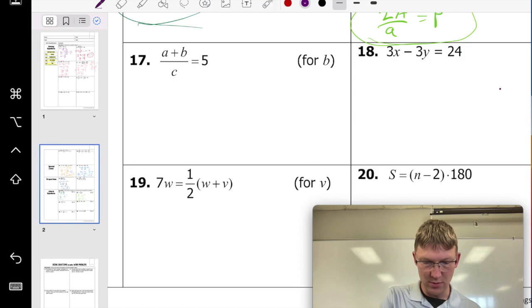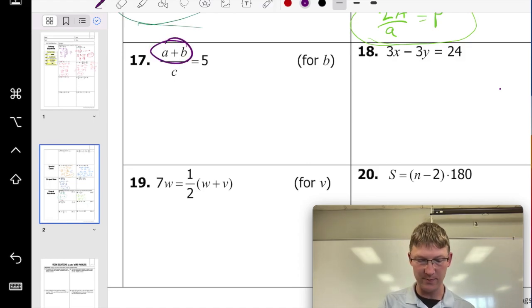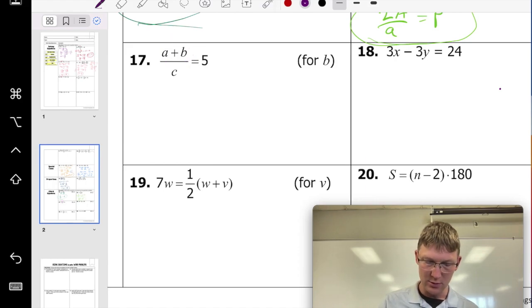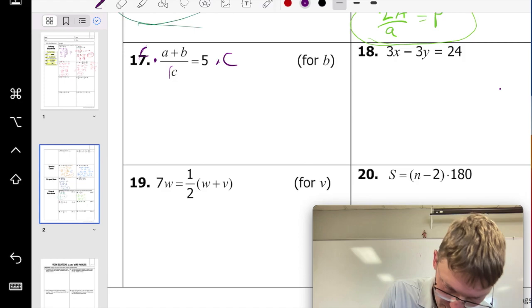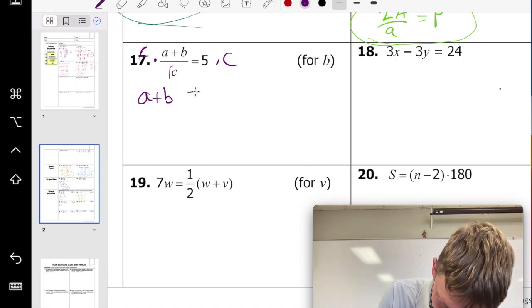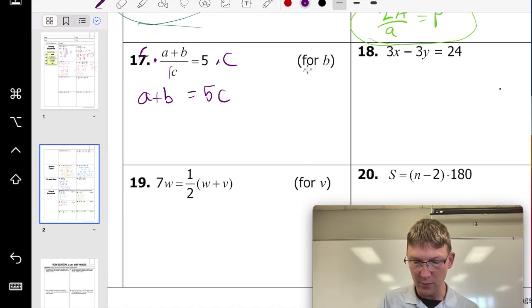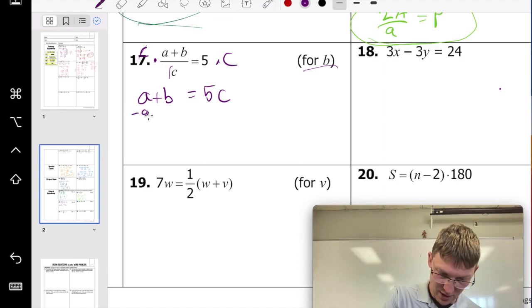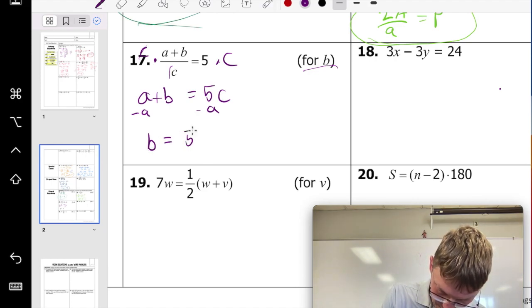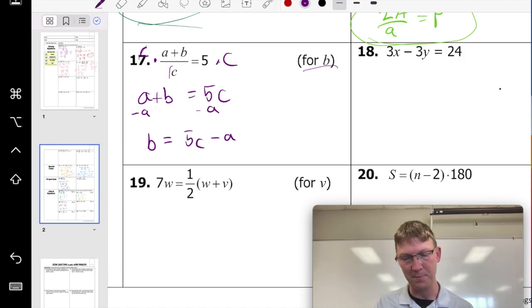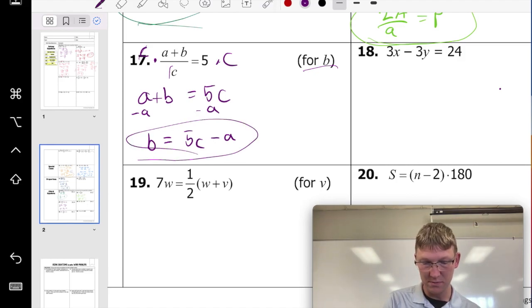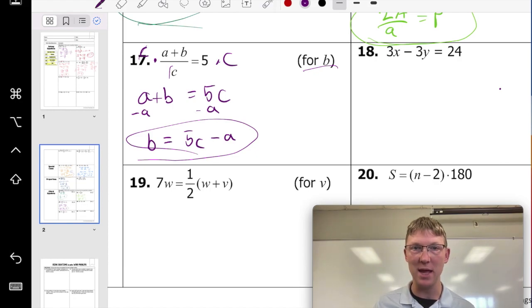Got it. So now b is stuck in this fraction. So first we got to get it out of the fraction. So in order to do that, we're going to multiply both sides by c. And then the c's will cancel out, identity property. So then we have a plus b equals 5c. Okay, so now we're solving for b, so we want b by itself. We're going to subtract a from both sides. So then we're going to have b equals 5c minus a. There's your answer. All right, try the other 3 by yourself, and we'll see how you do.